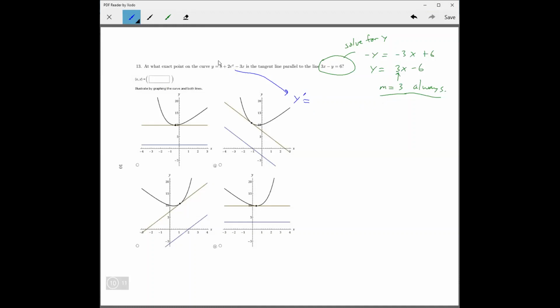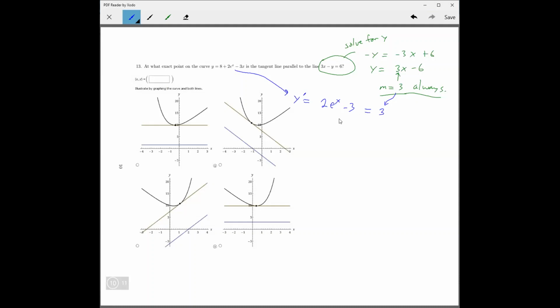Okay, so now let's take the derivative of this. The derivative of the 8 is 0, so that's gone. The derivative of this part is just 2e to the x. And the derivative of this is -3. So we're going to force that to be equal to 3, because we want to force this to be parallel to this line. I want to find out where that's parallel to the line.